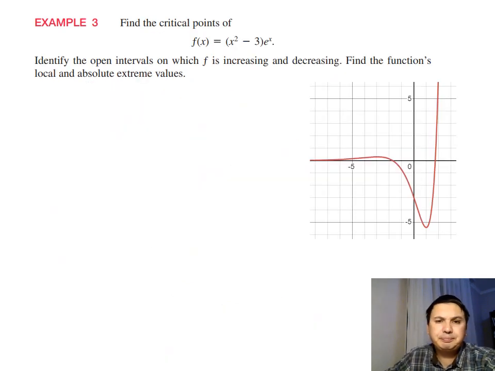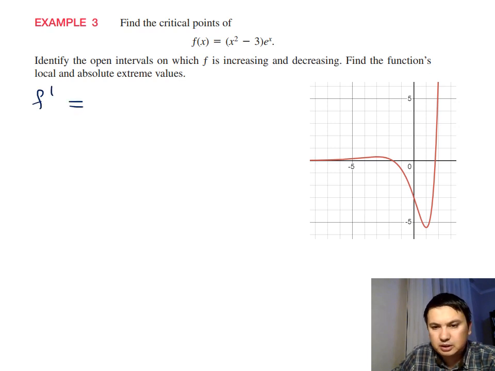One more example. Now we have x squared minus 3 multiplied by e to the x. Again, the graph is shown on the right. Again, we would like to identify the intervals where the function is decreasing, and we want to investigate extrema. So again, we start with taking the derivative.